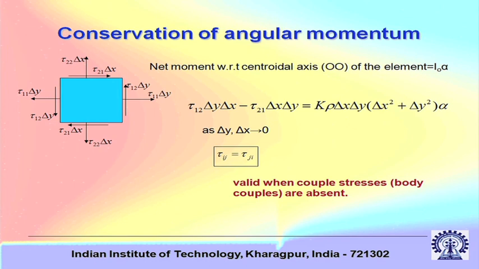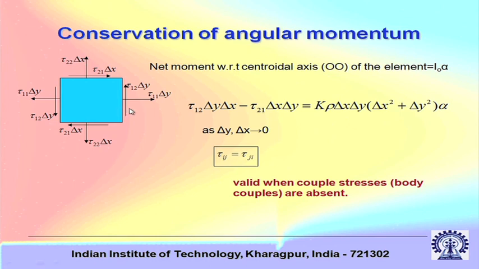So, if we consider a centroidal axis, which is basically coincident with the center of mass in this case because it is considered to be a homogeneous body, this may be considered as an element of fluid or an element of solid. So far we have not distinguished between fluid and solid. Let us try to identify the various surface forces. We have already discussed that the body force has no contribution towards creating a net moment with respect to the centroidal axis, but surface forces will have.